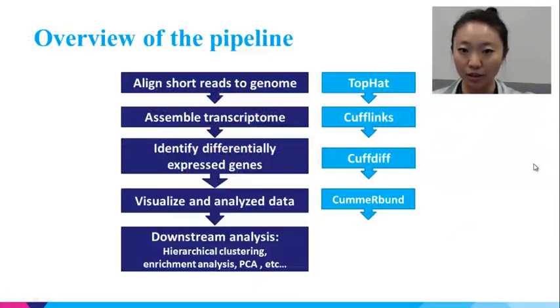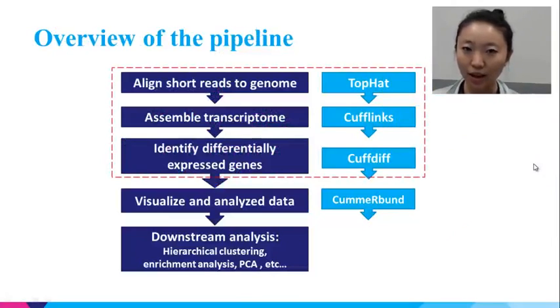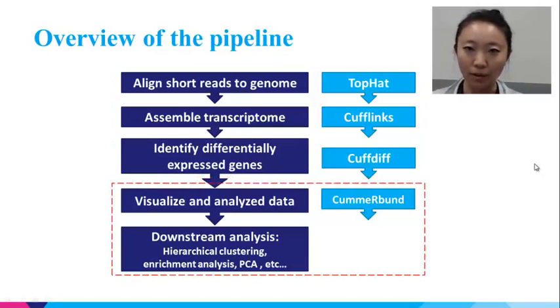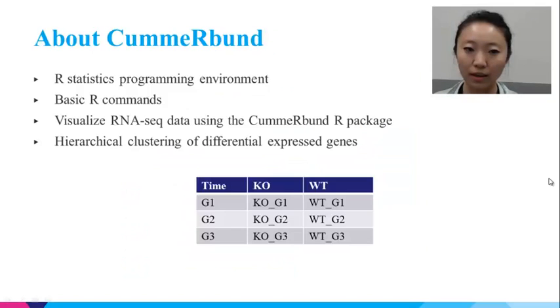To remind you, here's the pipeline of TopHat and Cufflinks. We have learned to align the RNA-seq short reads to the reference genome using TopHat, examine the transcriptome, and identify differentially expressed genes using Cufflinks and Cuffdiff. So the CummeRbund package was developed by the same research group. It directly takes the output from Cufflinks and provides functionality to visualize the transcriptome data and several frequently used data analysis approaches.